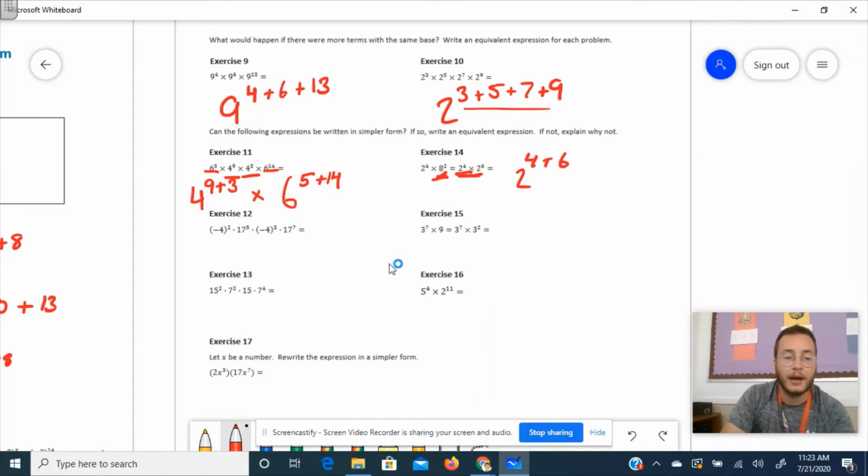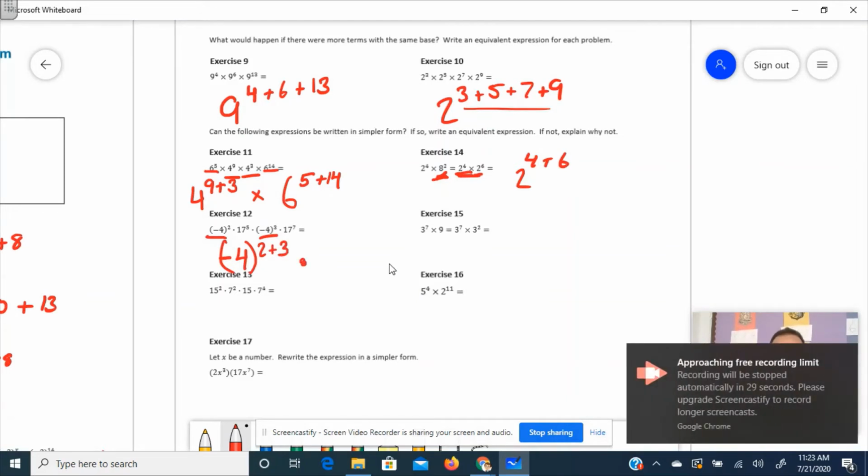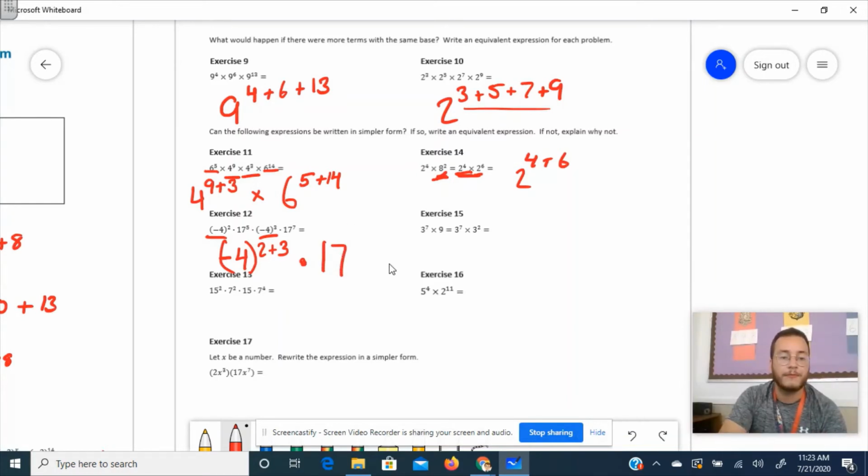All right. I want you guys to pause the video and work the next ones, and then I will work them as well. All right, so I have a shared base of -4 and -4 right here, so I know I can add those. I have -4, make sure I have parentheses, to the power of 2 plus 3 times the shared base of 17, 5 plus 7. So that would be your answer for this one.